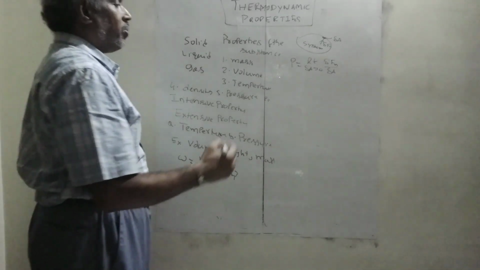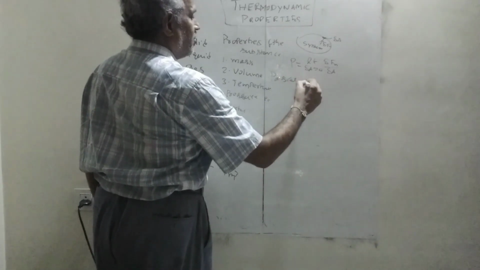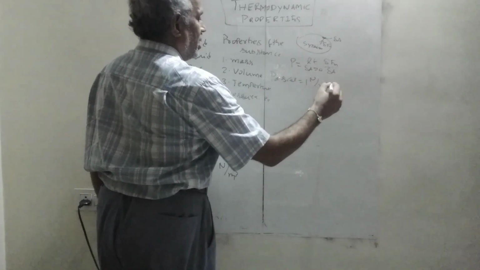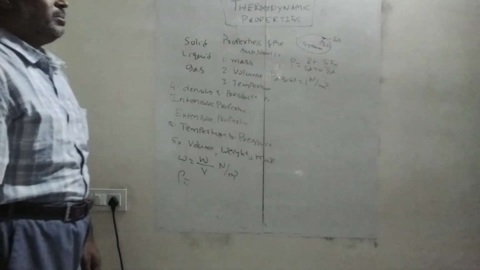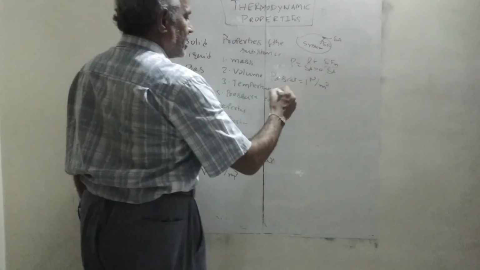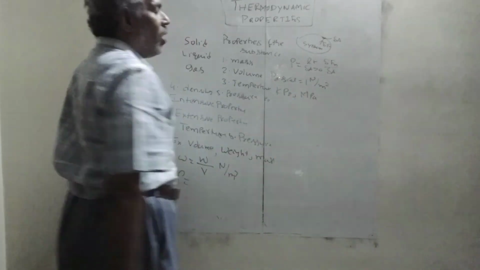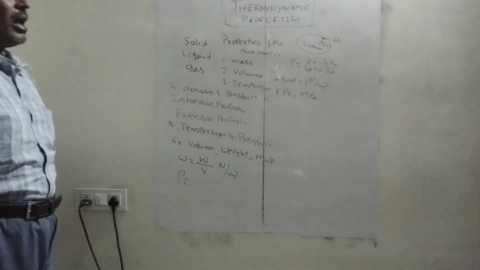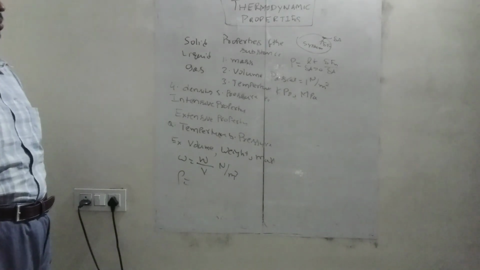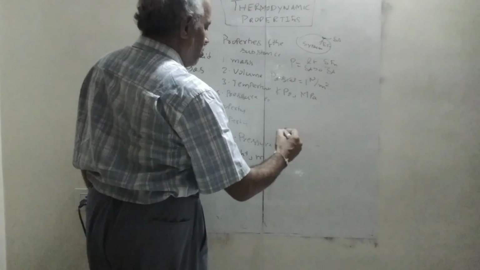Now, the unit of pressure is the pascal, that is 1 Newton per meter square. In thermodynamic systems, 1 Newton per meter square is very small. So here we consider kilopascals or megapascals. A kilopascal is 1000 Newton per meter square, a megapascal is 10 to the power of 6 Newton per meter square. We can measure pressure by a Bourdon tube and a manometer.